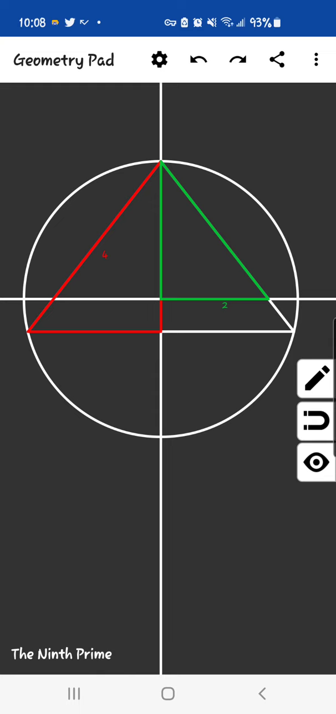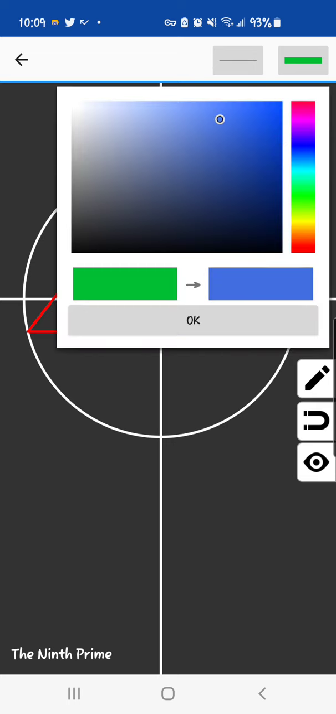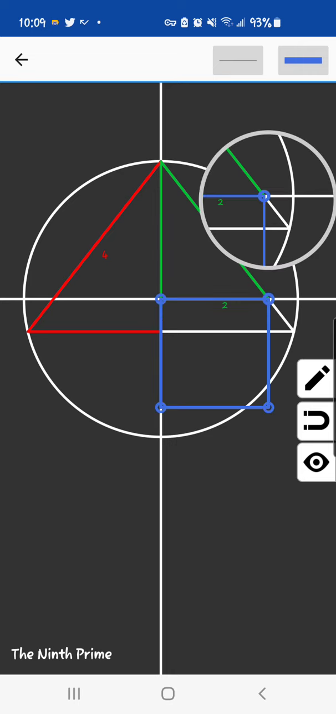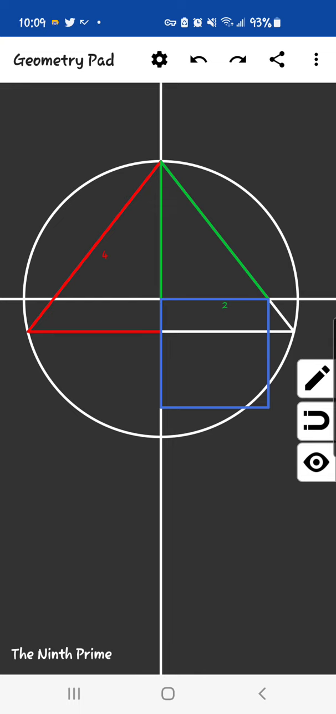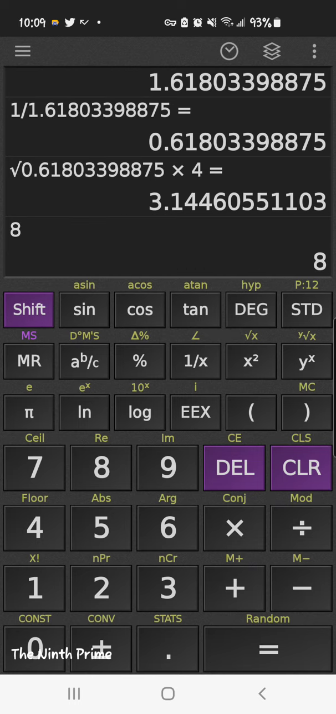Neat, right? So this would mean that if we were to make a tiny square right here, the perimeter of the square would be 8. And so if ever we were to do 8 divided by 4, well, 2 times 2 times the square root of 5 times 2. There we go. Wow. Took a long time for me to figure that one out.